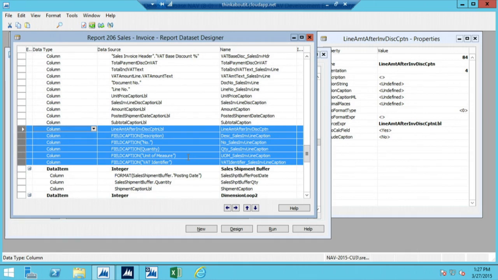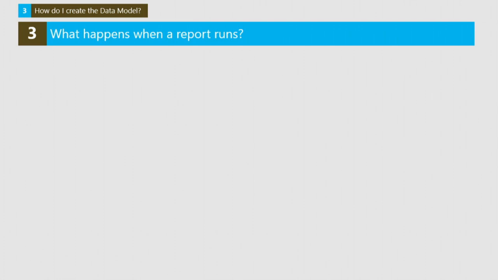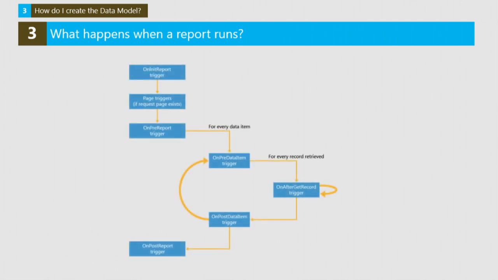So let's summarize this. When the report is going to be run or executed, the system is going to start with the onInit report trigger, then any page triggers for the request page, if there is one, then the onPre report trigger, in which we can catch the information a user might have set in the request page. And for every data item, the onPre data item, the onAfter get records, and the onPost data item will be executed, and this will happen for every data item. After all of the data items have been processed, the system is again going to execute the onPost report trigger. And this is what happens when the report runs.